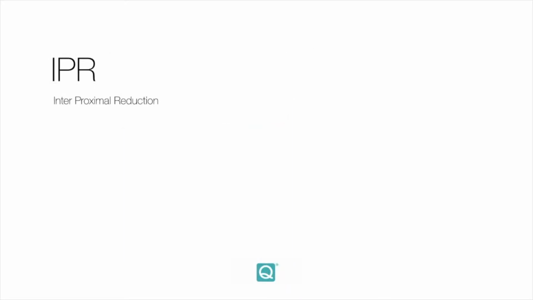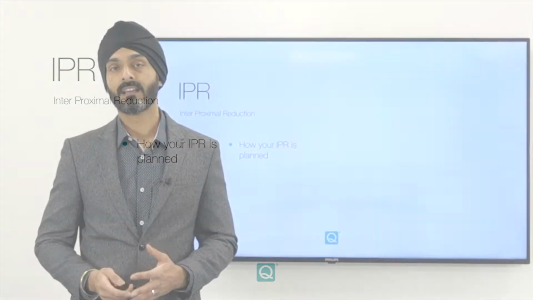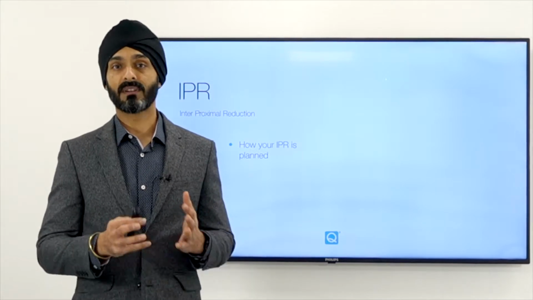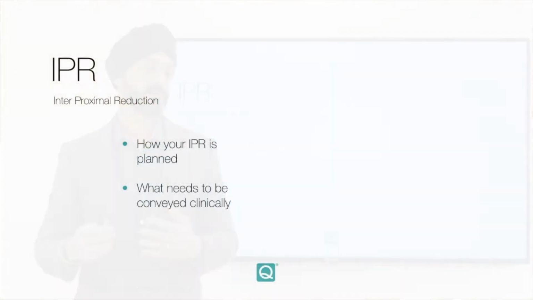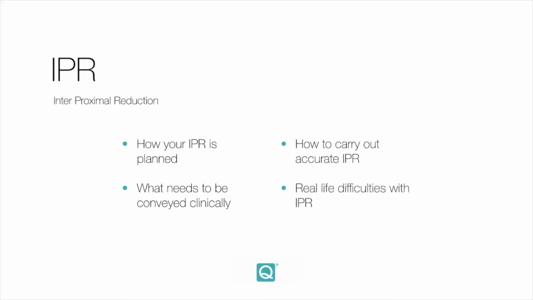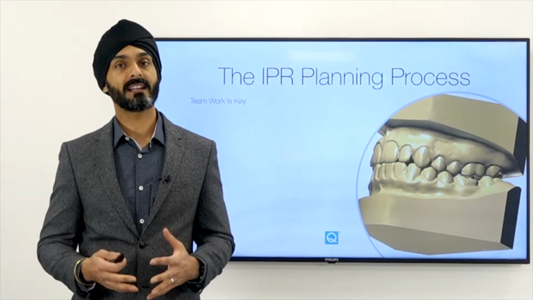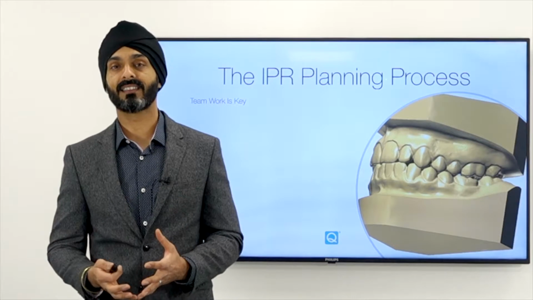So IPR stands for interproximal reduction, and in this talk we're going to talk about how your IPR is planned, so all the components that need to go into effective treatment planning for your IPR. We'll talk about what you need to convey clinically to the lab in order to come up with your ideal treatment plan, and how to carry out the IPR once you know how much to do and where to do it. We'll then talk about real-life problems that you can have with IPR, how to minimize these, and how to ensure you get the IPR done in exactly the right places at the right amount of time and maintain tooth morphology.